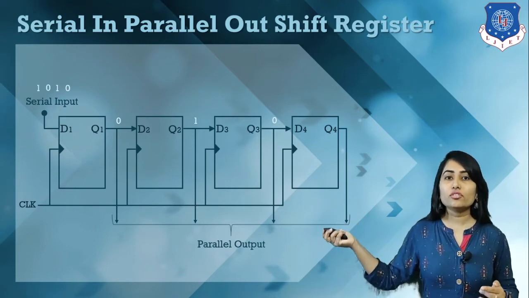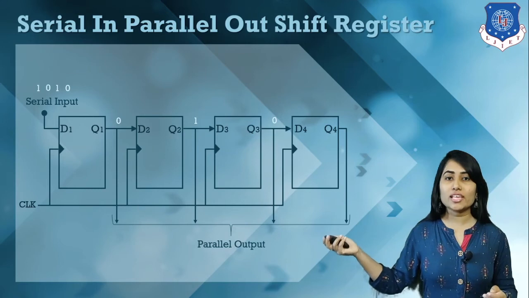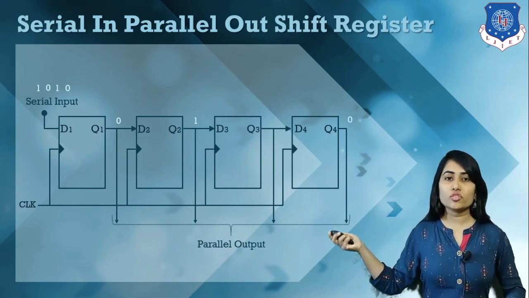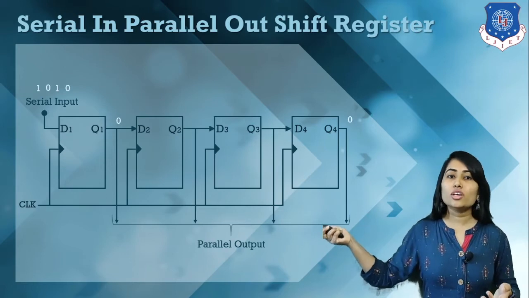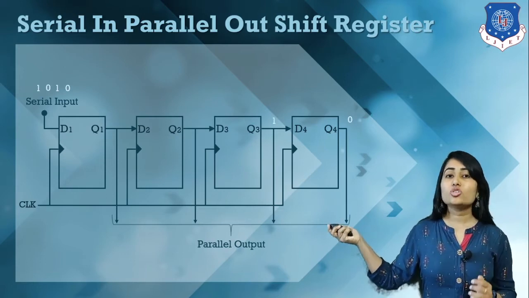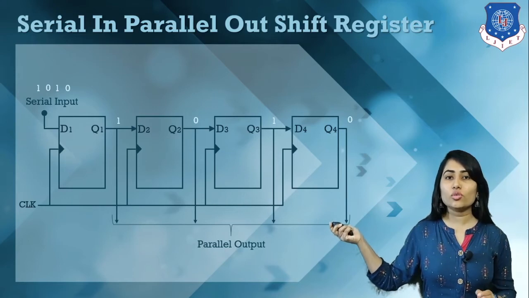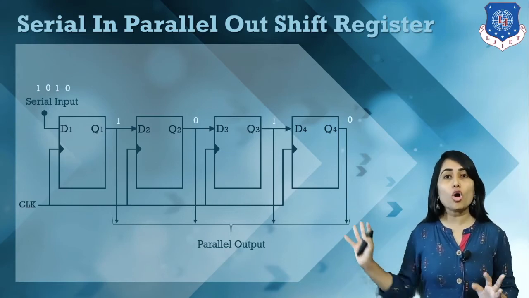Then after the fourth clock pulse here we have the next bit, so this bit is transferred over here. So this 0 is shifted to Q4, this 1 is shifted to Q3, this 0 is shifted to Q2 and this 1 is entered over here. So parallelly we have all bits.